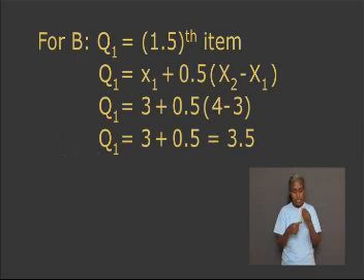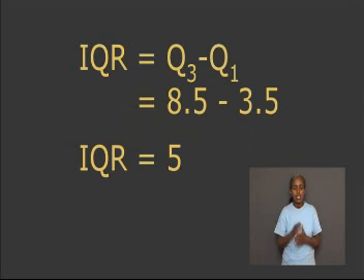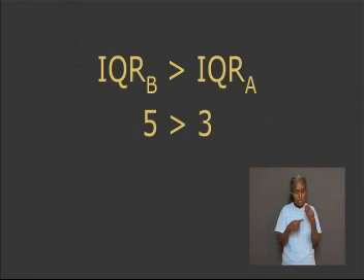Since our data sets have the same number of integers, we will find the quartiles in the same way. For B, the first quartile is 3.5, and the third quartile is 8.5. The interquartile range is 5. Since the interquartile range is higher for the second set, the data is more variable.